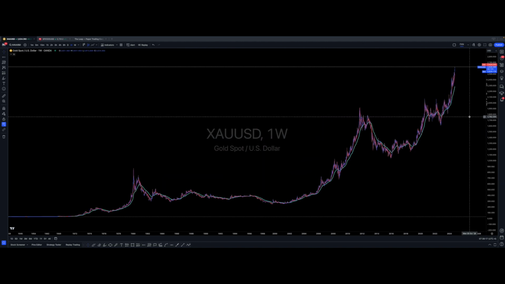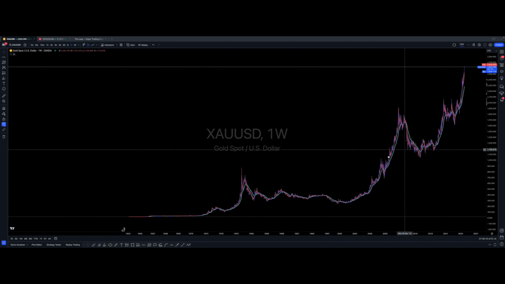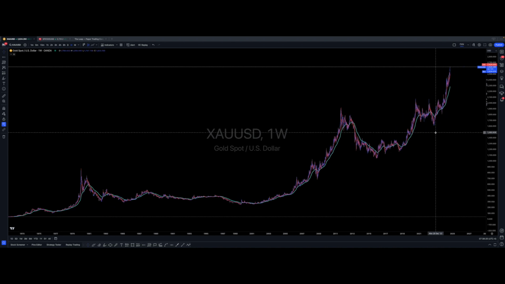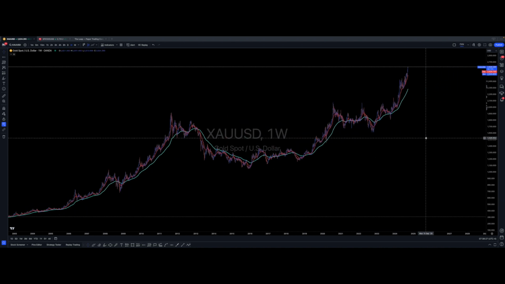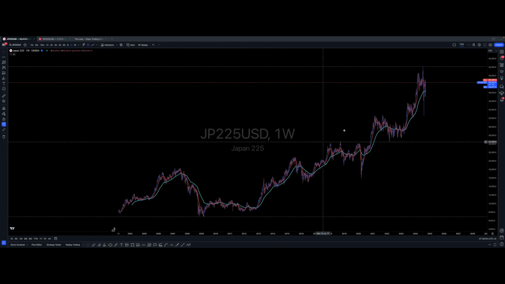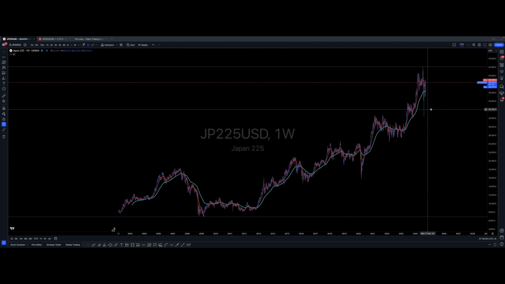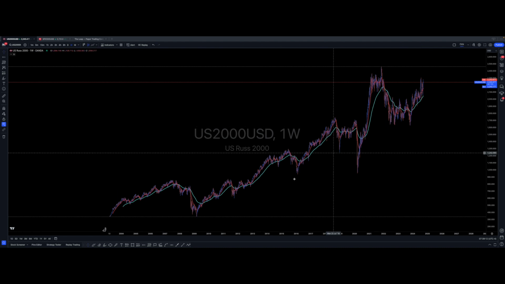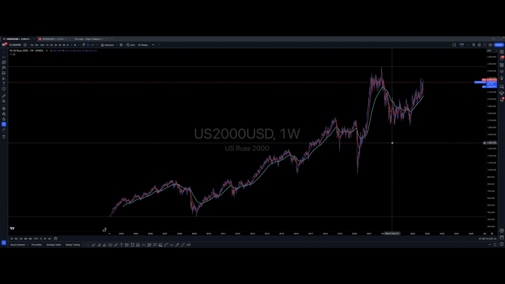Gold, same scenario. Obviously, it's pretty much always in an uptrend. There's going to be times where it's down, but you can see that it's majorly in an uptrend. The JP225, same thing, in an uptrend. So it's another great index to trade and grab off the peak formation lows. The Russell 2000, same thing. You can see the trend here that we're talking about with indexes.